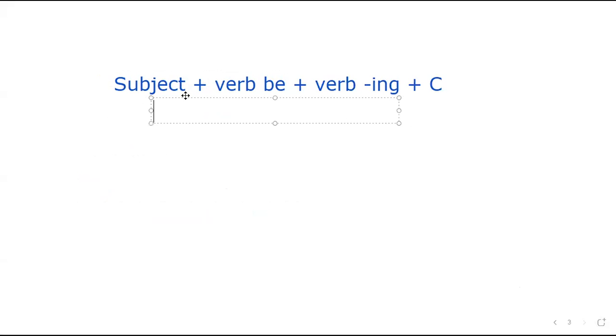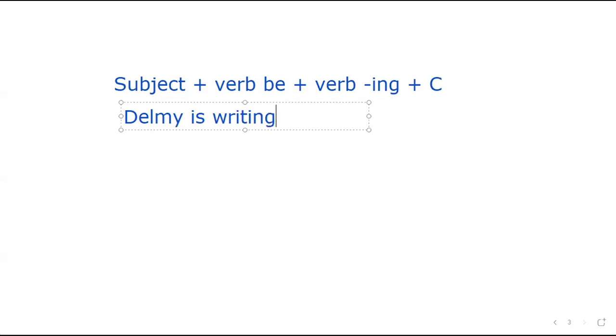So you say, for example, Demi is writing a letter. Demi is the subject. The verb to be is "is." The verb in ing form is writing, and a letter is the complement.